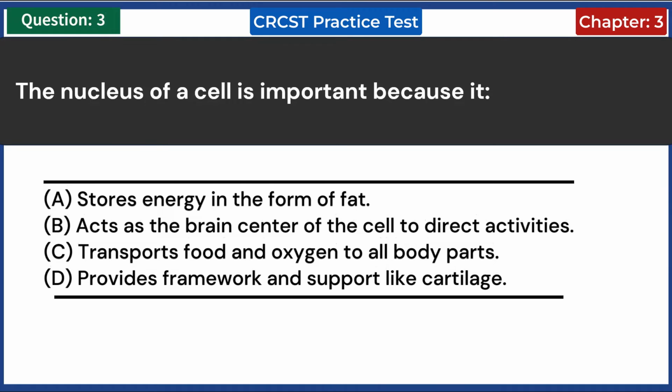Stores energy in the form of fat. B. Acts as the brain center of the cell to direct activities. C. Transports food and oxygen to all body parts. D. Provides framework and support like cartilage. Answer: B. Acts as the brain center of the cell to direct activities.